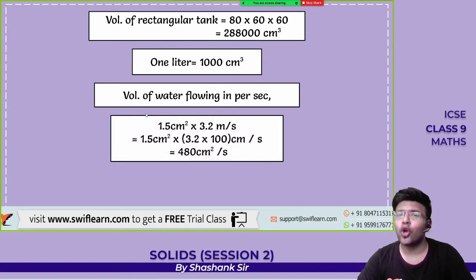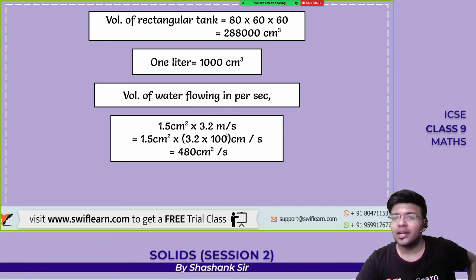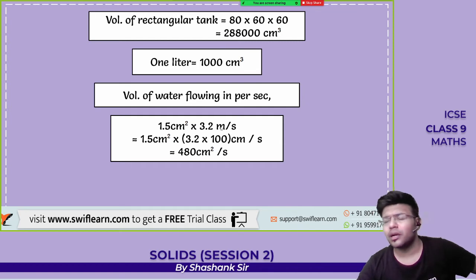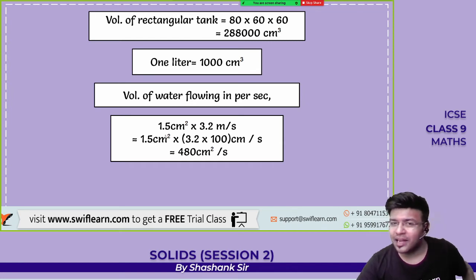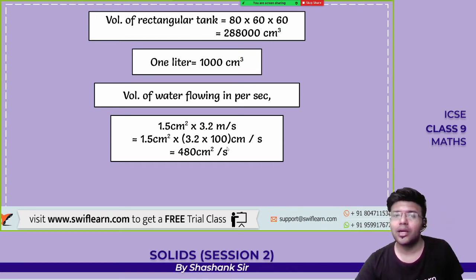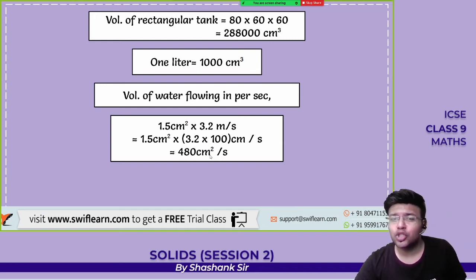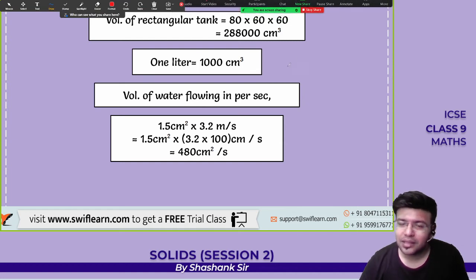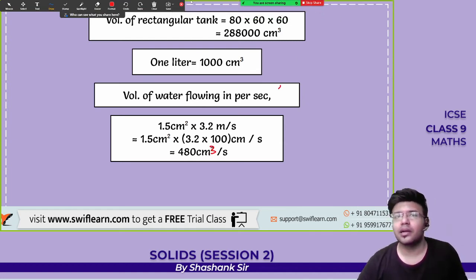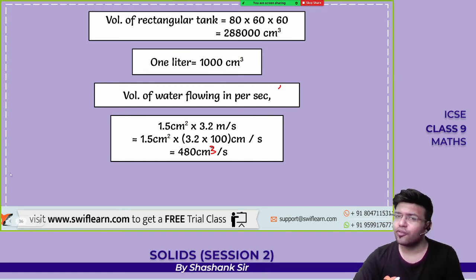Okay, so the volume of water flowing in per second is the area of the cross section into the rate, which is 3.2 meters per second. Now this is in meters, convert this into centimeter. 1 meter is equal to 100 centimeter. Substitute 100 here. So 1.5 into 3.2 into 100, which is nothing but 15 into 32, is 480 centimeter cube per second. Per second, 480 centimeter cube of volume is getting filled.